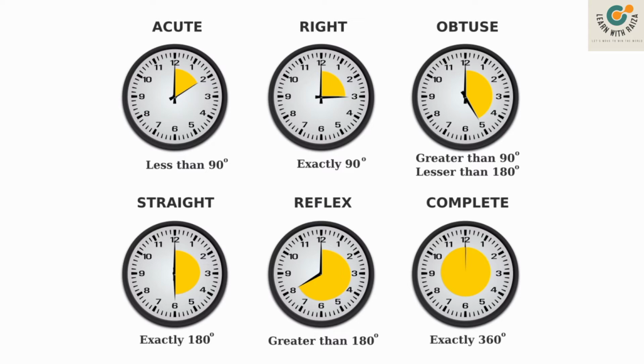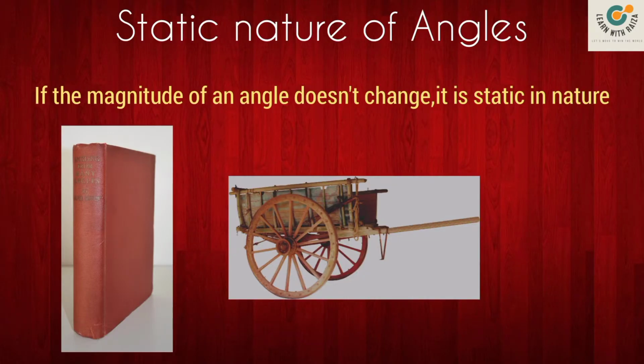Reflex angles are angles that are greater than 180 degrees. So when you find any angle that is greater than 180 degrees, or that is more than a straight line, we call it a reflex angle. And finally, the angle that makes a whole circle, exactly 360 degrees, is the full angle. So remember, the whole magnitude of the angle is 360 degrees.